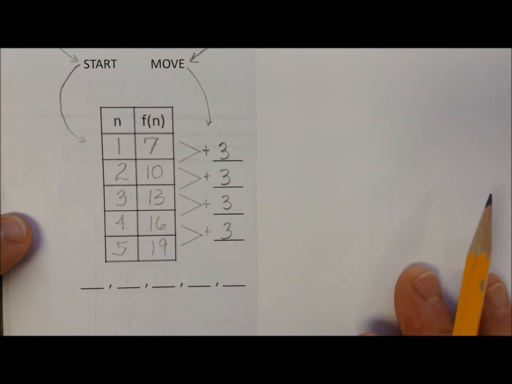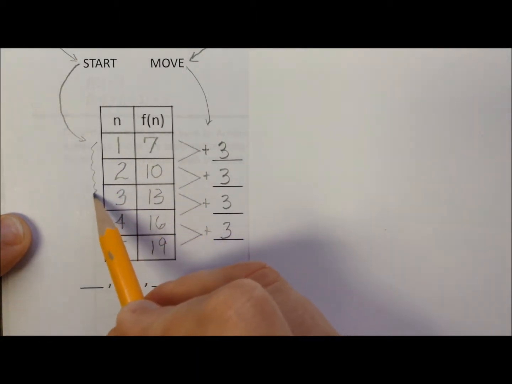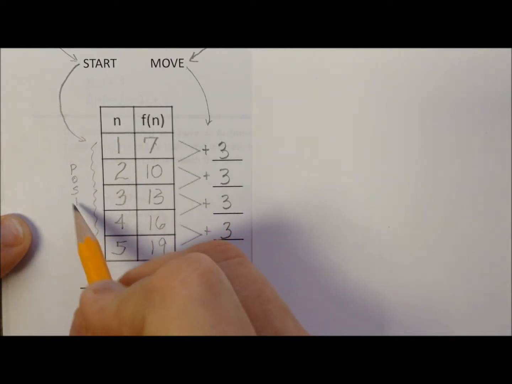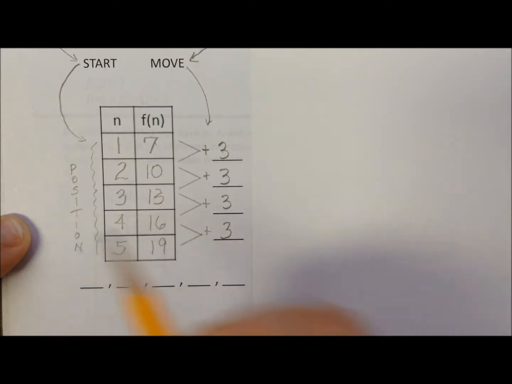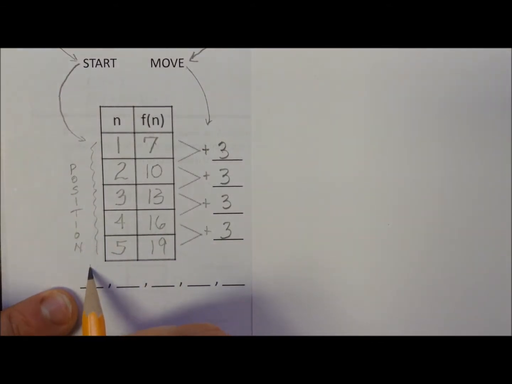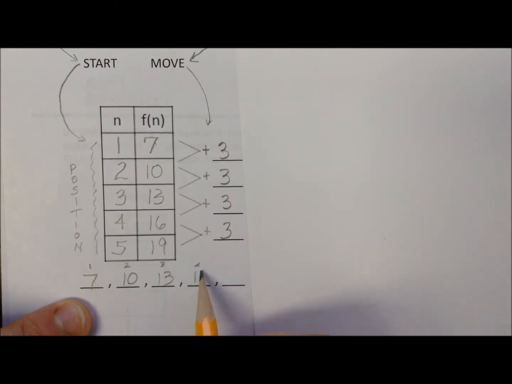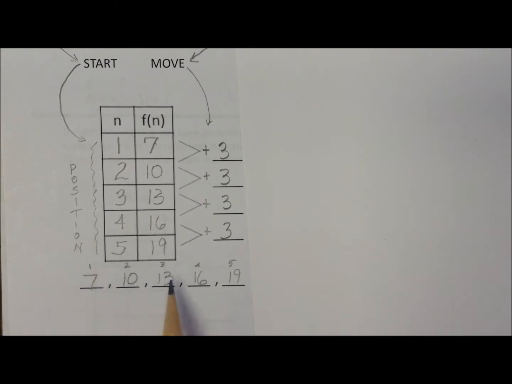We've established our pattern. And remember, what do these numbers, the n's, represent? That's right, they represent the position in the pattern. My first number is a 7. My second number is a 10, and so on. Third number is 13, fourth number is 16, and fifth number is 19. And so there we have our arithmetic sequence. We're adding 3 each time to get to the next term.